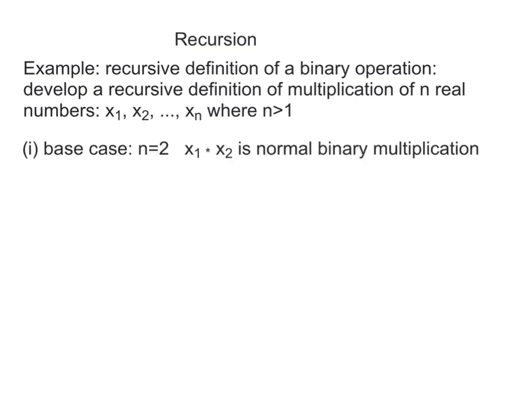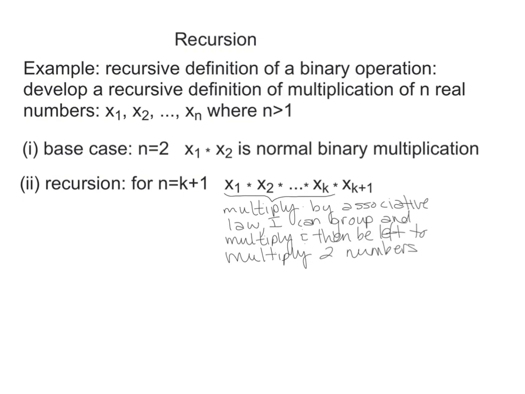Recursively, this is what we would do. We would start with the base case at n equals 2. Since n has to be greater than 1, our base case will be n equals 2. So if we have 2 real numbers, well, we know how to do that with normal binary multiplication. That's the multiplication you learned in 2nd or 3rd grade. The recursive part, now if we have n equals k plus 1, we're going to have our k and our k plus 1 terms. But we are going to build our definition based on our previous results, our first k terms.